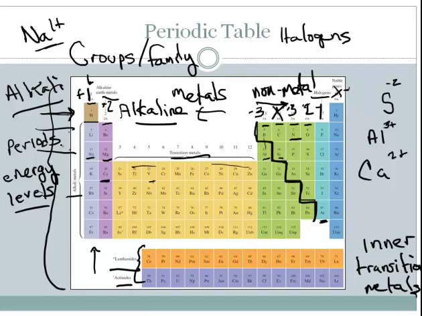So again, the order of the columns goes +1, +2, +3. Skip the carbon column, -3, -2, -1. And then the last column won't have a charge. Okay, again, this is a very brief introduction to the periodic table. Know the names of the columns, know the sections, metals, nonmetals, and know the charges. The charges are very, very important.